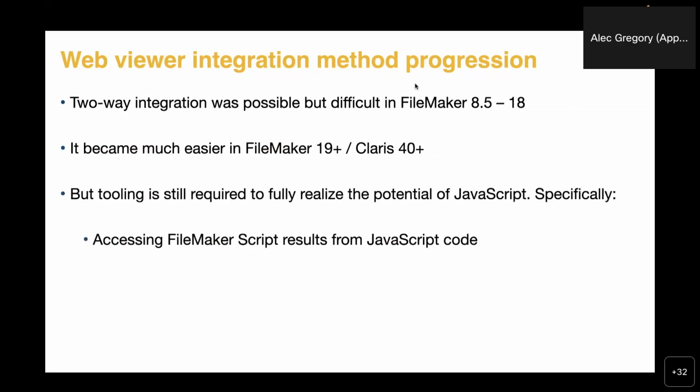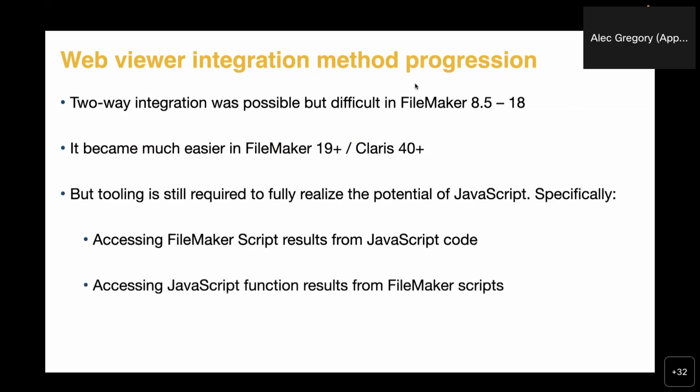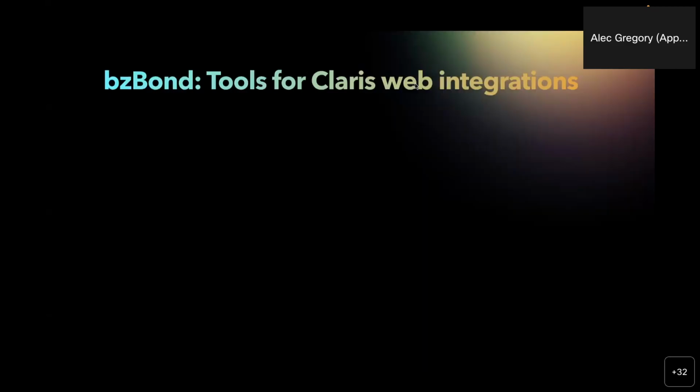So specifically, accessing FileMaker script results from JavaScript code. There's no obvious way to do that with the new native tools, and then accessing JavaScript function results from FileMaker scripts. Again, something you think might be included in the tools isn't actually included in a really easy way. Okay, so that concludes the history section.